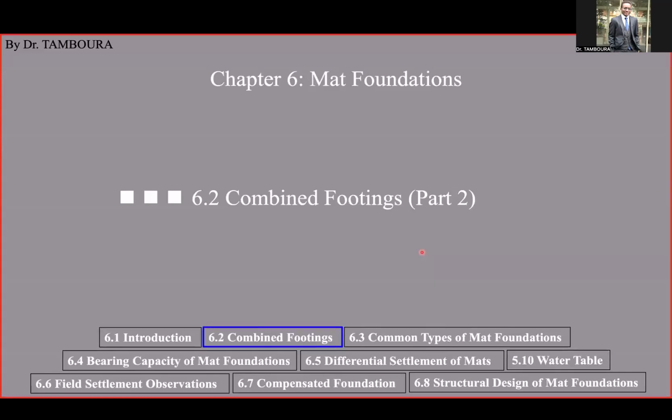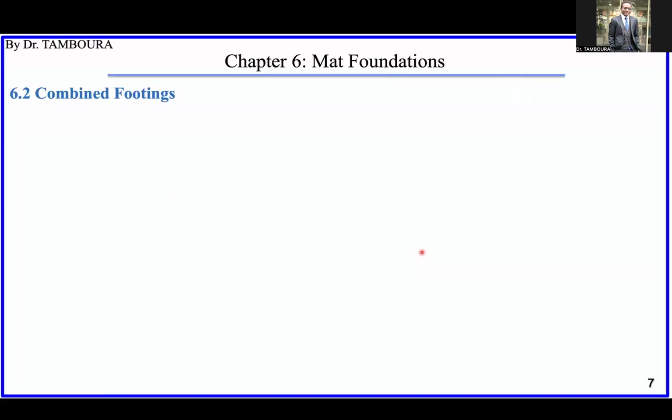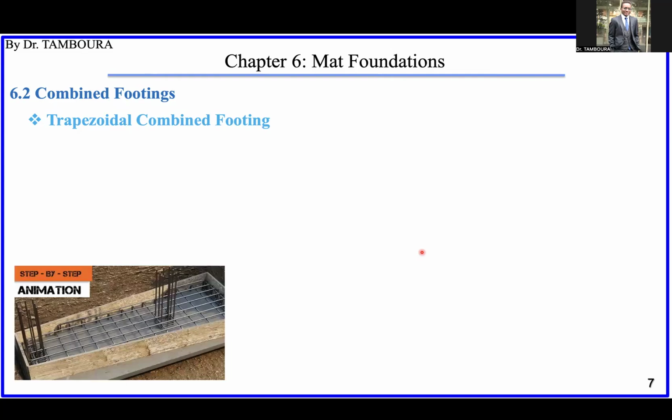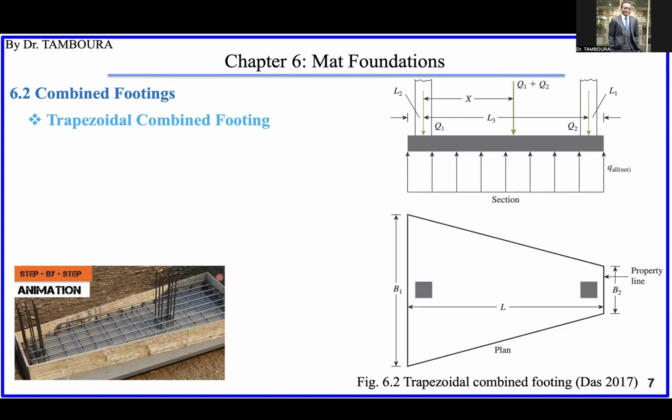I think last time we did combined footing, but it was rectangular shape. This time we are going for this trapezoidal combined footing. So we know already, this is an example photo showing the same shape. If you look at the plan view, it will be like this. You can see the trapezoidal shape, and the section will be like this.